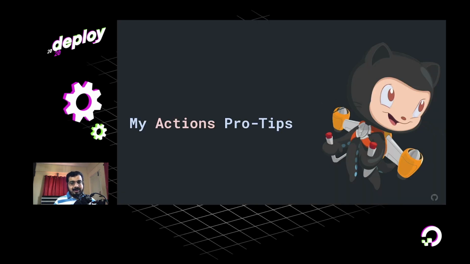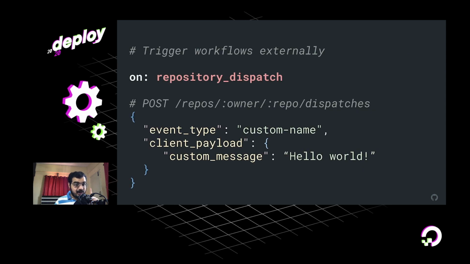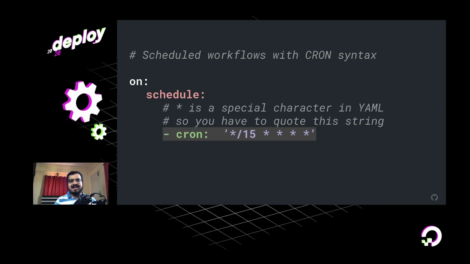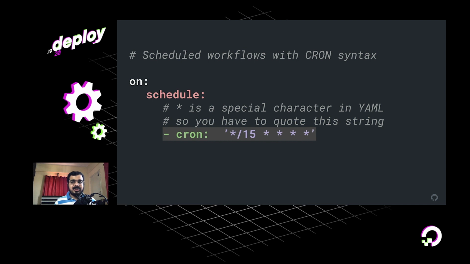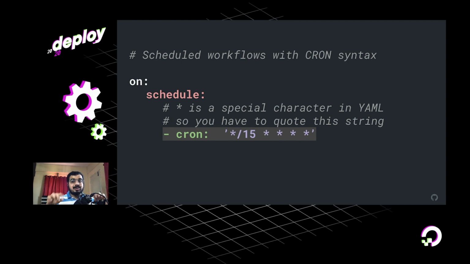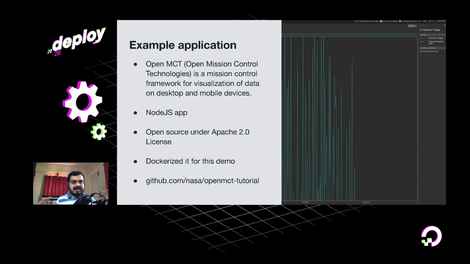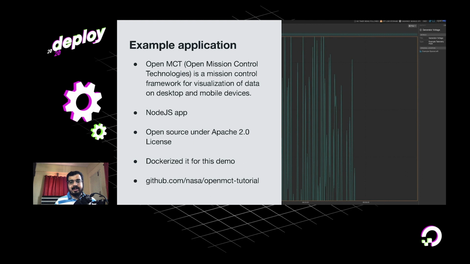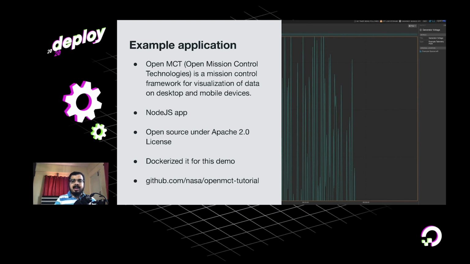And before we wind off, I have a few pro tips for you. Shh, don't tell anyone. I'm just kidding, this is for everyone, and you can use it. So one of the things that I probably haven't mentioned is you can trigger workflows externally as well. It doesn't always have to be triggered only through the GitHub API. You can use the on repository dispatch trigger event, and you can do things like post to it as well.